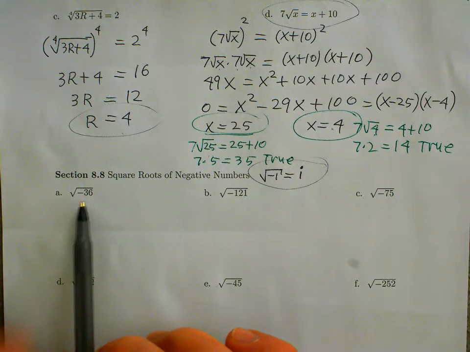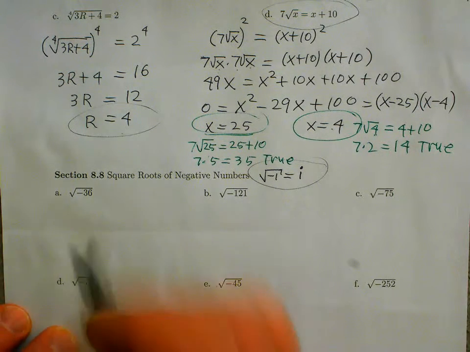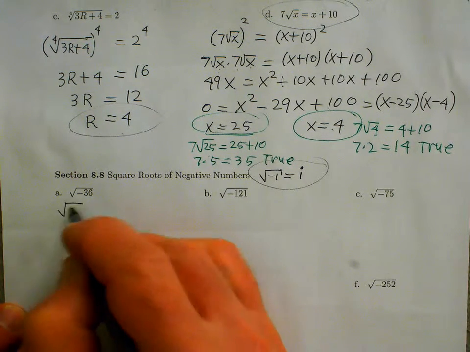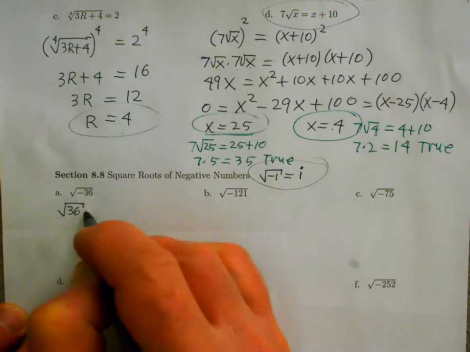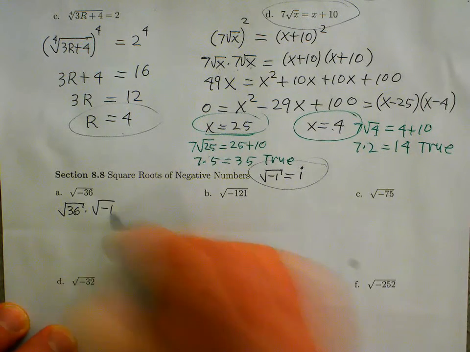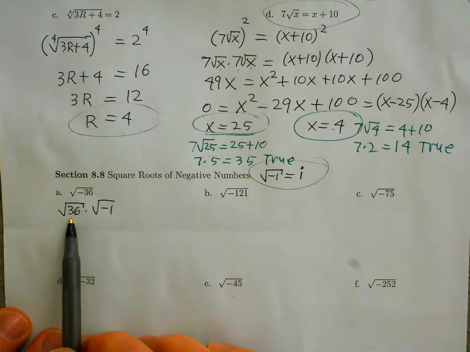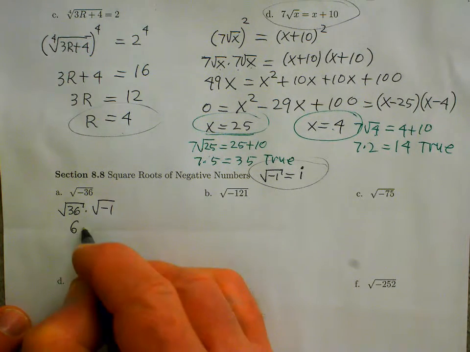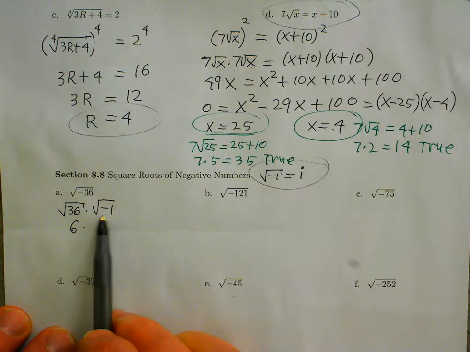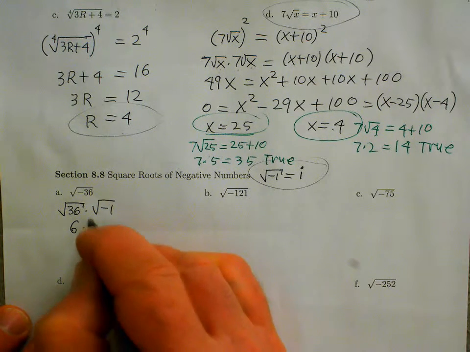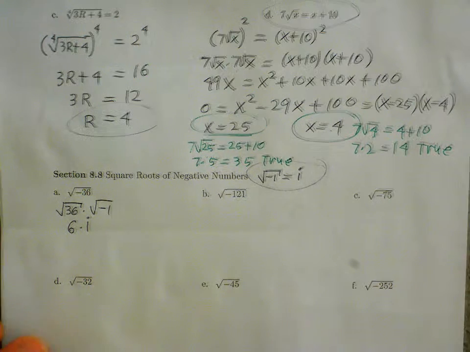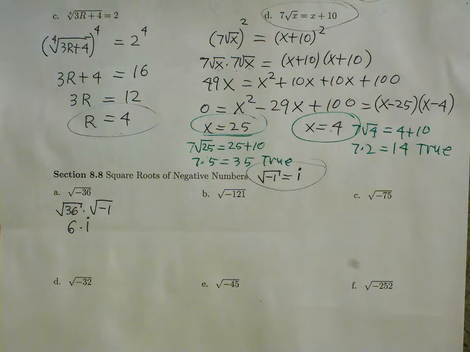Okay, so the square root of negative 36, think of that as the square root of 36 times the square root of negative 1. And then the square root of 36 is 6, and we replace the square root of negative 1 with I. So 6 times I, or 6I, is what we get when we simplify the square root of negative 36.